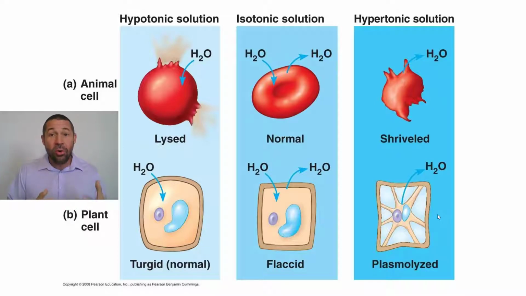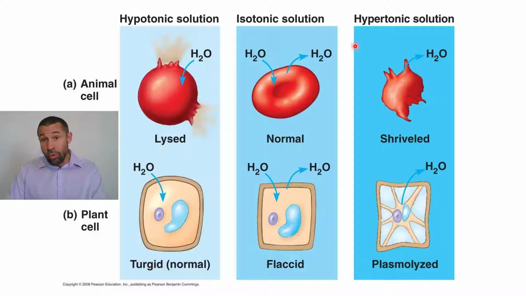So water is always going to move to the hypertonic space, be it the cell or the solution. Water is always going to move in the hypertonic direction. So for example, on the far left here, we have a red blood cell that is immersed in a hypotonic solution. That means the cell is hypertonic relative to the solution. Water is hyper, it moves into the hypertonic space, causing the cell to swell and then eventually to burst, to lyse.